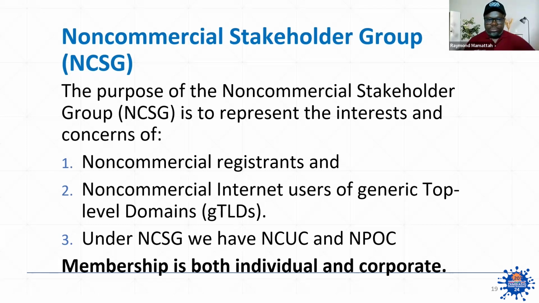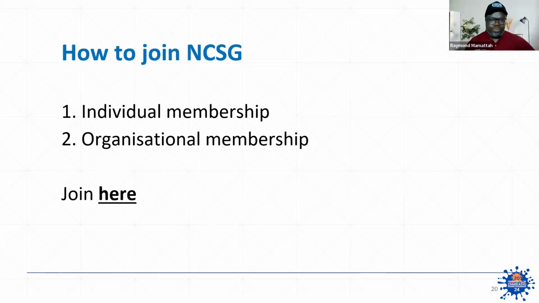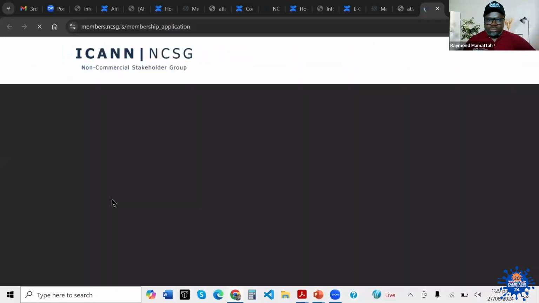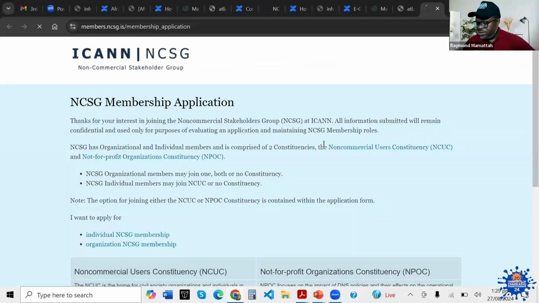So we'll be joining the NCUC now. As I mentioned already, you can join as an individual member or as an organization. So please click on join. We are six or seven, so even if half of you are able to do this exercise, it will be very fruitful, so that you can also help your other colleagues to join. So we'll be applying to join the NCSG.